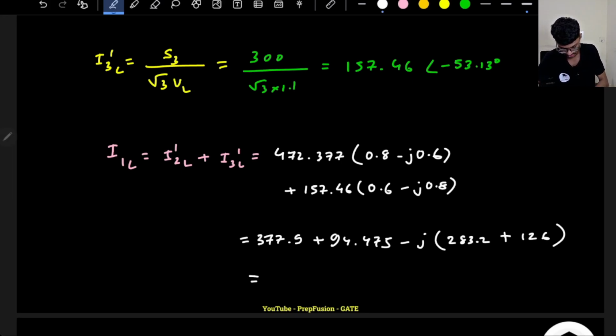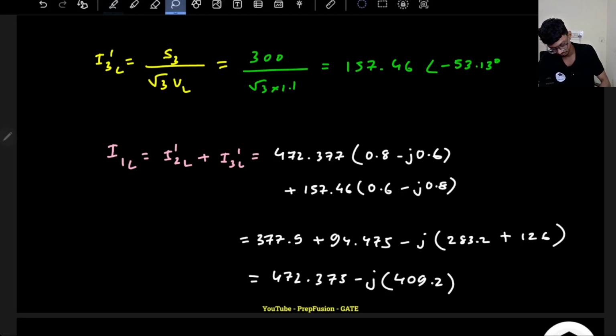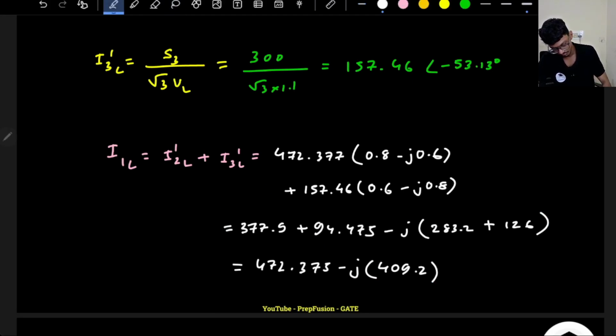Okay, so this will be 377.9 plus 94.475. This will be 472.375. Okay, and what about the other one? This is minus j. This will be 283.2 plus 126, okay, 0 only. So this will be 409.2. So this whole square plus 472.375 whole square, whole under root. So approximately it comes out to be 625.